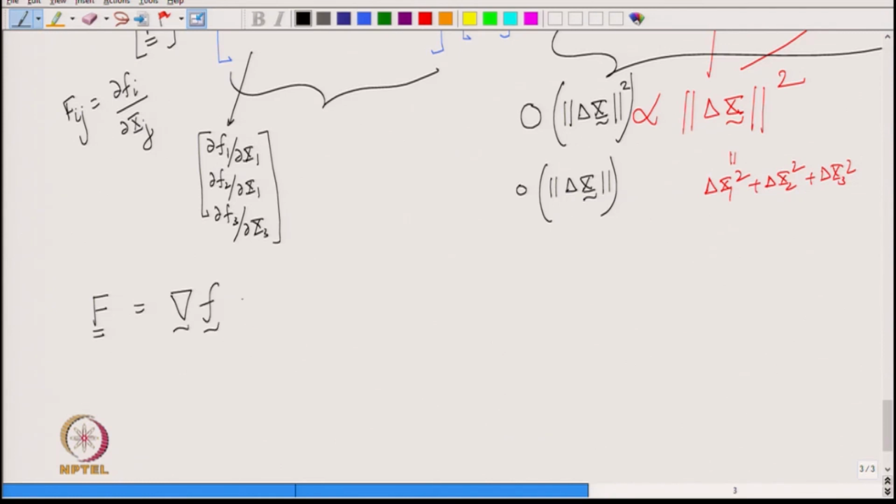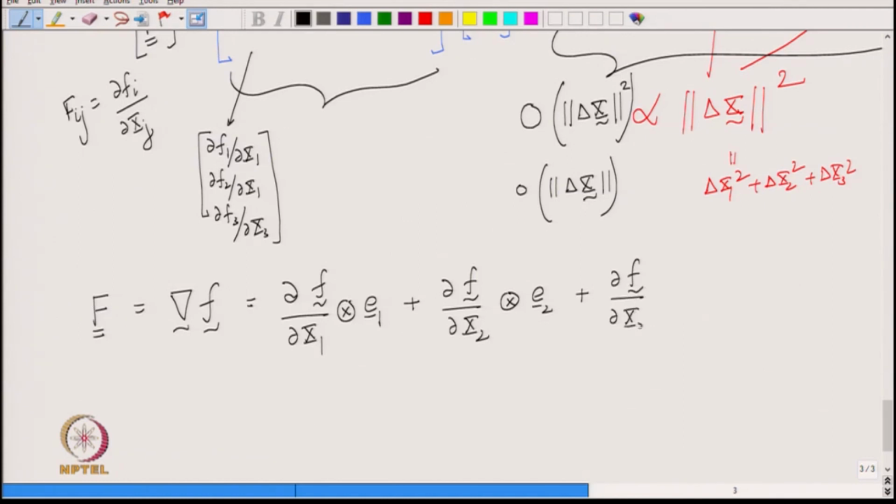and the gradient is defined in the following way. So, this is simply del small f by del x 1 tensor product E 1 plus del small f by del x 2 tensor product E 2 plus del small f by del big X 3 tensor product E 3. So, it is a new definition here, that is the gradient.